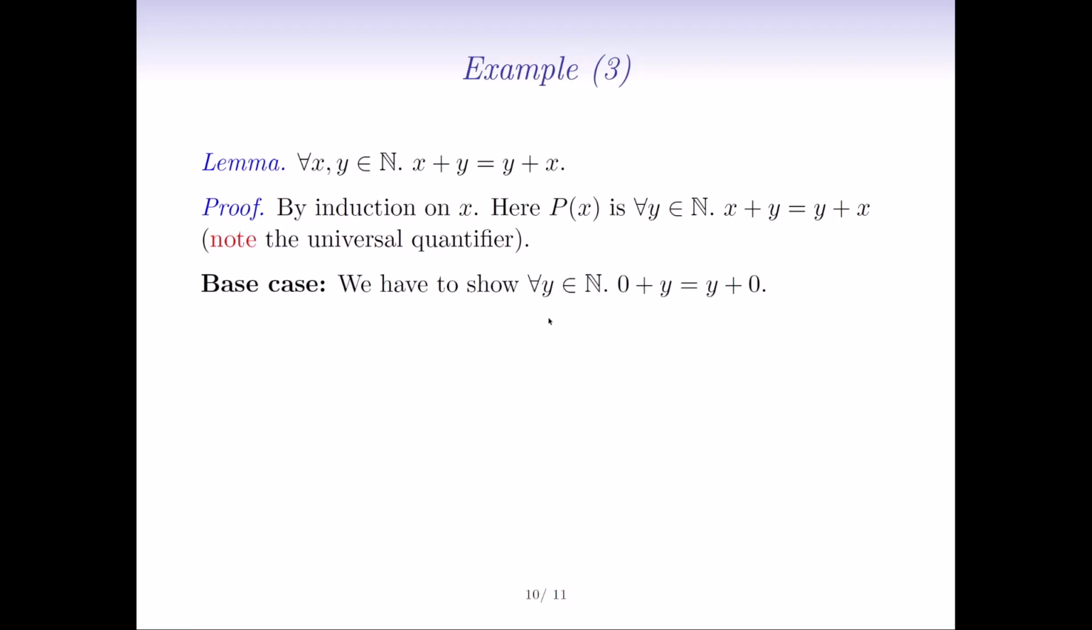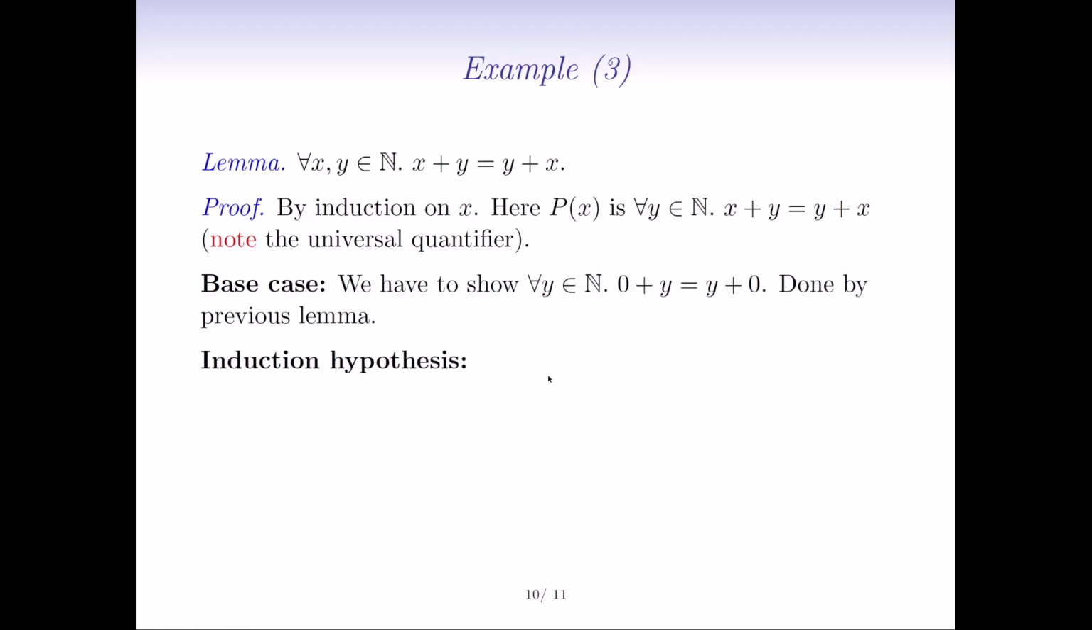So in the base case, we have to show that for all y, 0 plus y equals y plus 0. Now, fortunately, we are done by the previous lemma, and I guess by equation 1. So equation 1 tells us that 0 plus y equals y, and our lemma tells us that y plus 0 equals y as well. So that's the lemma on the previous slide. So the base case is taken care of.